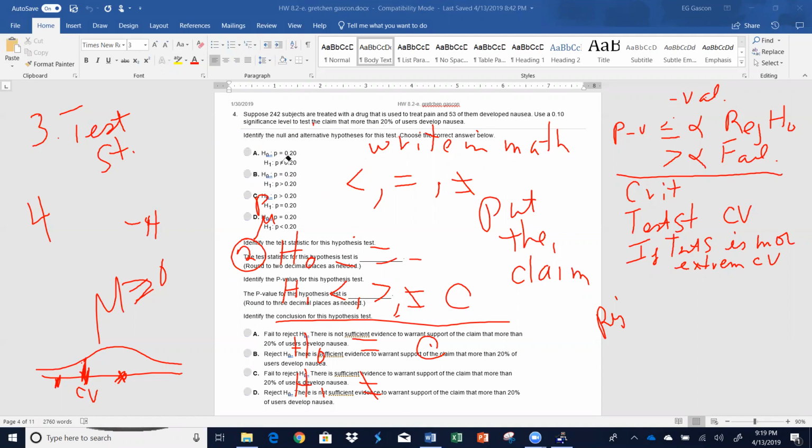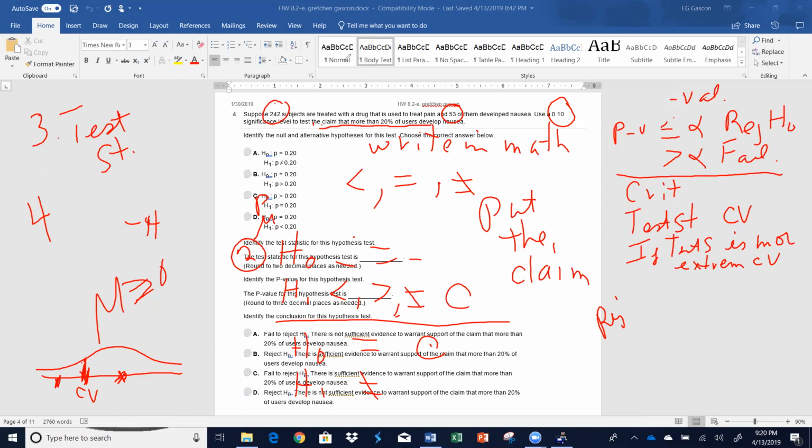Okay, suppose 242 subjects are treated with drugs that are used to treat pain. 53 of them develop nausea. 10% is the significance level. We're going to test the claim. Here's the claim: more than 20% of users develop nausea.